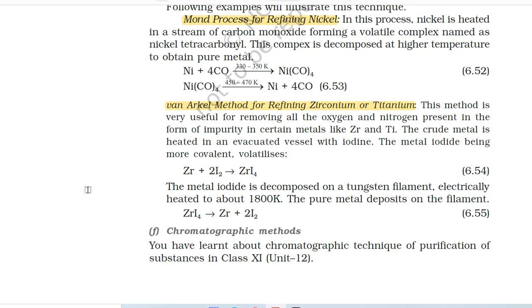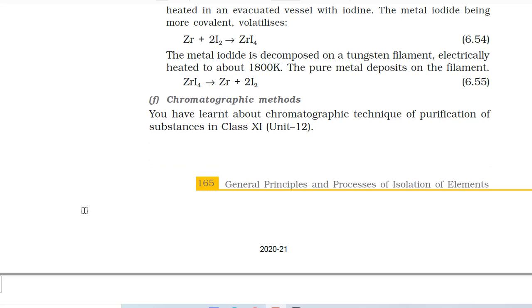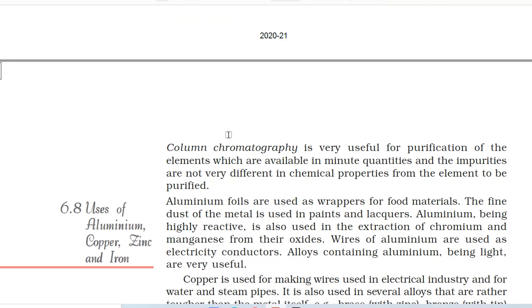F. Chromatographic methods. You have learnt about chromatographic technique of purification of substances in class 11 in unit 12. Column chromatography is very useful for purification of the elements which are available in minute quantities, and the impurities are not very different in chemical properties from the element to be purified.